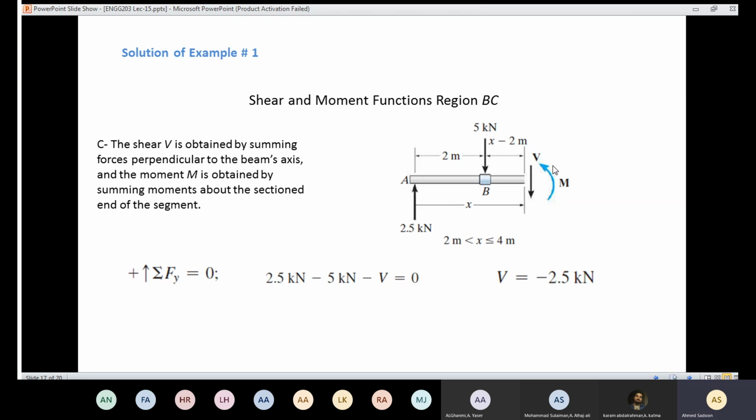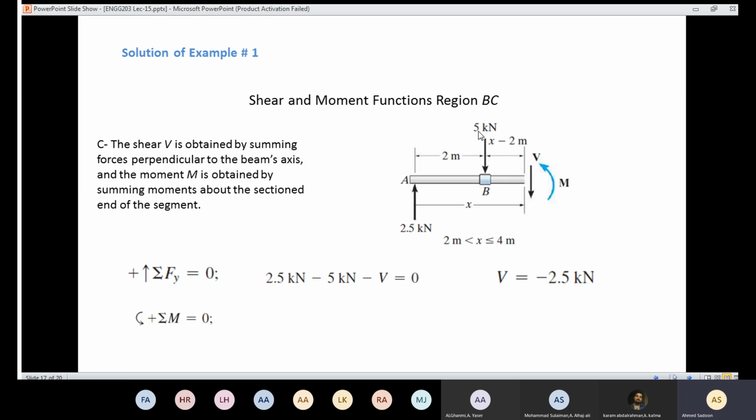Then, in order to know the value of the moment, I need to take the moment at the end of the section here. In order to do that, it's very important to put the sign convention. The value of the moment is going to be positive. Here I have 2.5. It's going to cause a moment if you multiply it by the distance x, and it's going to be negative. And here we have 5 kilonewtons. The distance here is going to be x minus 2. So any distance here is going to be x minus 2. Remember, the x starts from 2. So we are going to start from here.